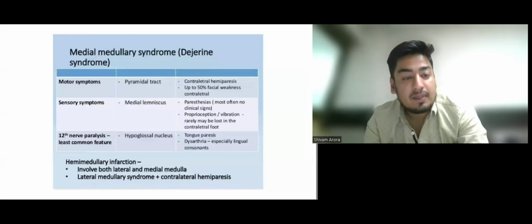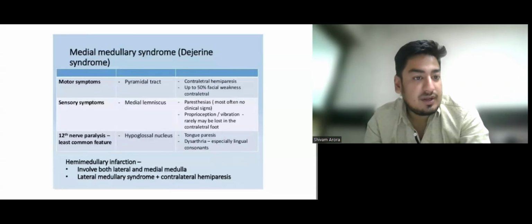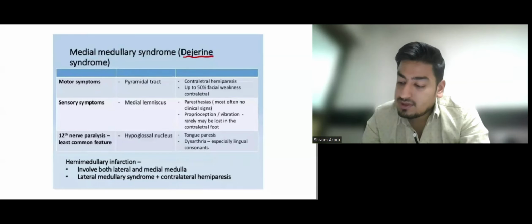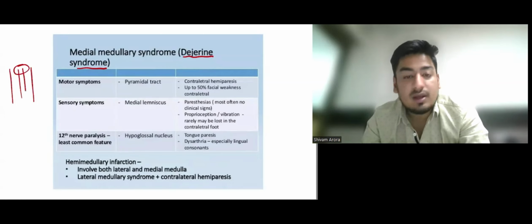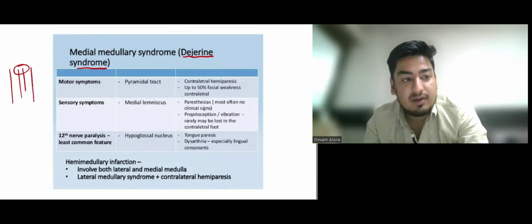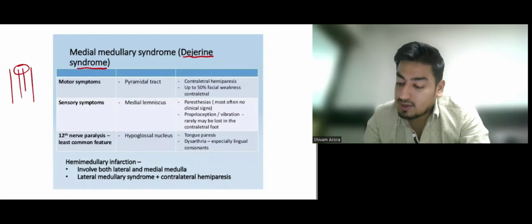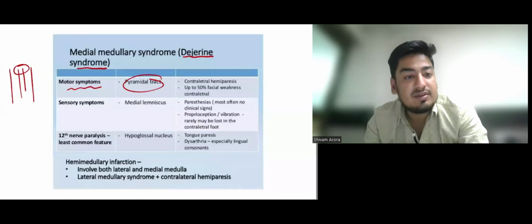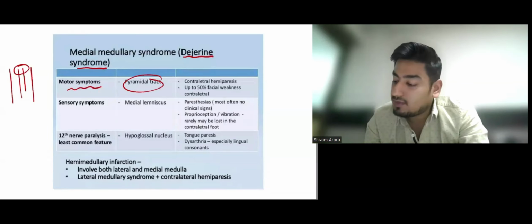Okay. Medial medullary syndrome is again very important. It is also known as Dejerine syndrome. Okay. Now medulla, I suppose, is like this. So medial वाला portion क्या है? तो let us see क्या क्या चीजें जाती हैं. तो medial part में one thing is motor symptoms आएंगे because of pyramids या pyramidal tract involvement. तो क्या होगा? Contralateral hemiparesis होगी.